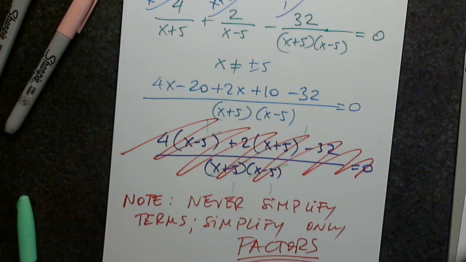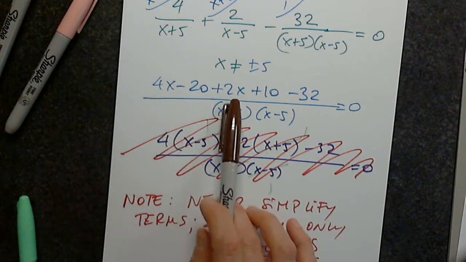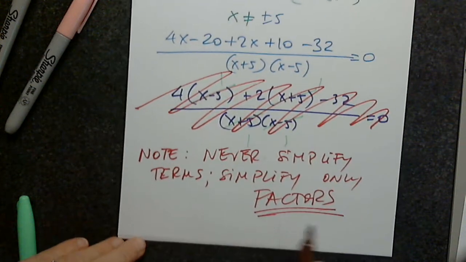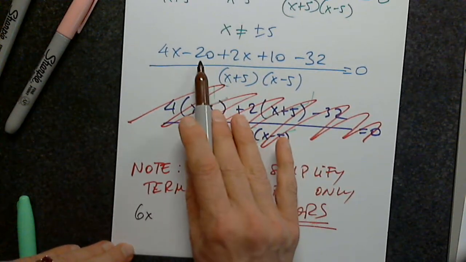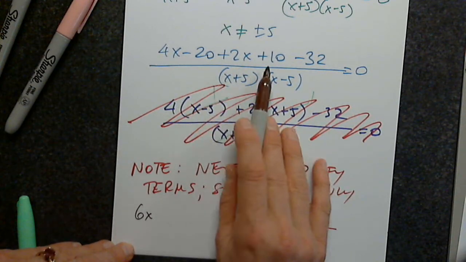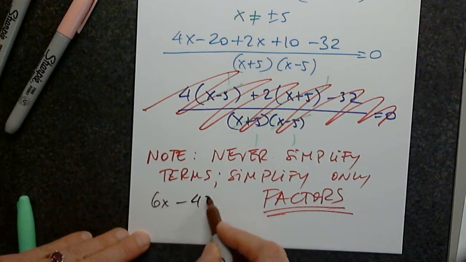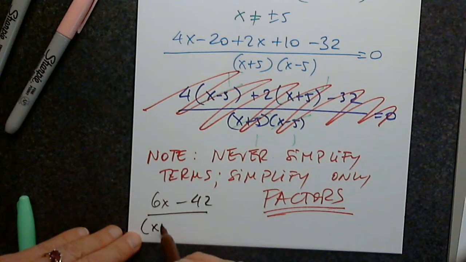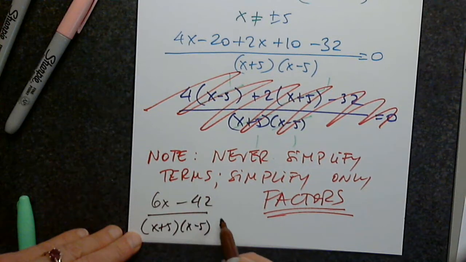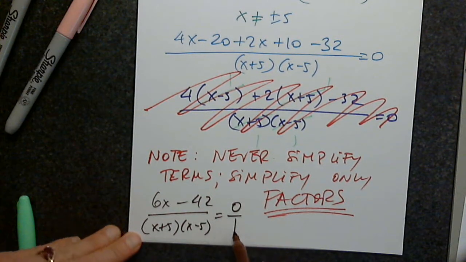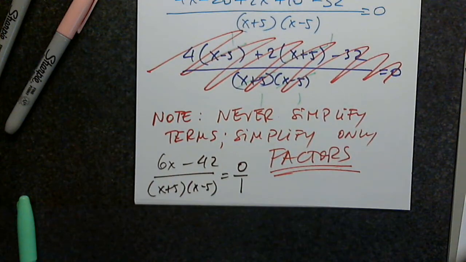And what do we get in the numerator when we do that? So 4x plus 2x is very good, 6x indeed. And negative 20 plus 10 is negative 10, negative 42. Divided by x plus 5, x minus 5 equals 0 over 1, which will refresh my memory saying, oh, 0 over 1, so it's a proportion, now I can cross multiply.